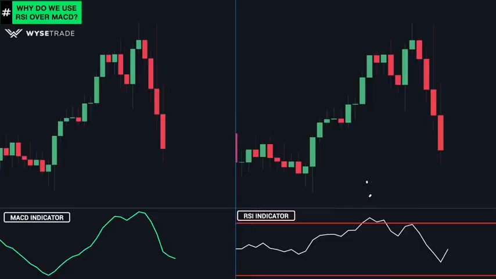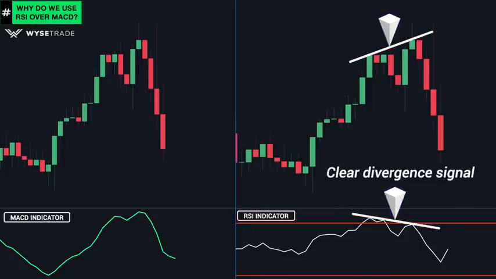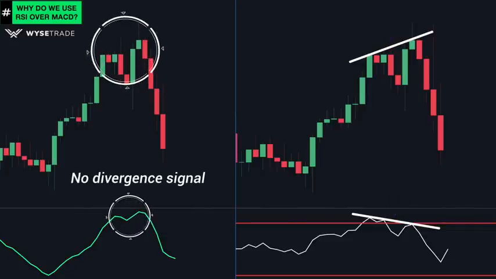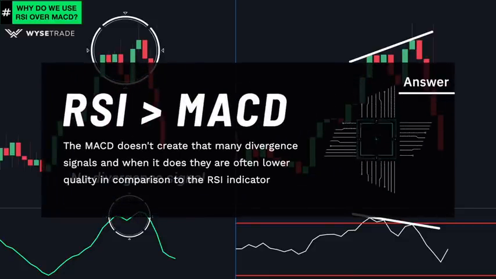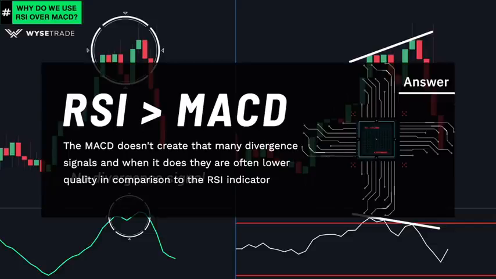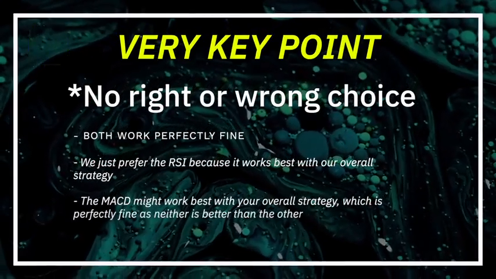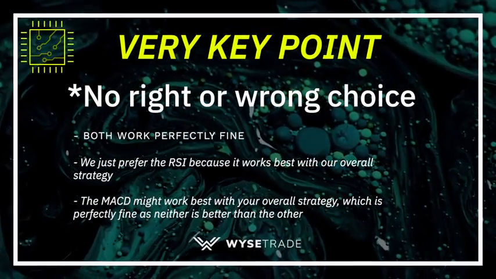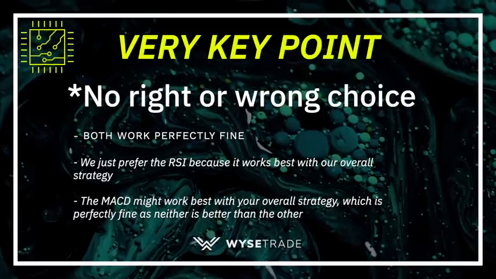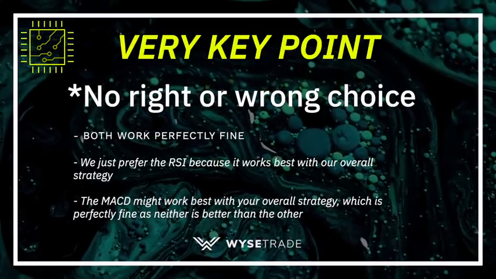Notice how on the RSI here, it gives us a very crisp and crystal clear divergence formation. But now, if you look at the MACD, there isn't a divergence signal at all. And this is an issue we often experience with the MACD, which is a lack of or low quality divergence signals. Now, let me be clear, there is no right or wrong choice. Both work perfectly fine. We just prefer the RSI because it works best with our overall strategy.